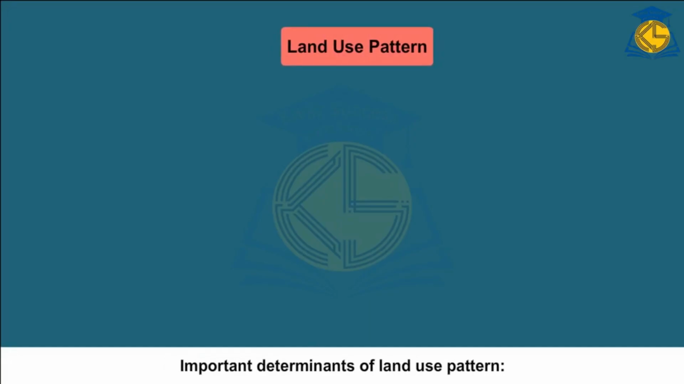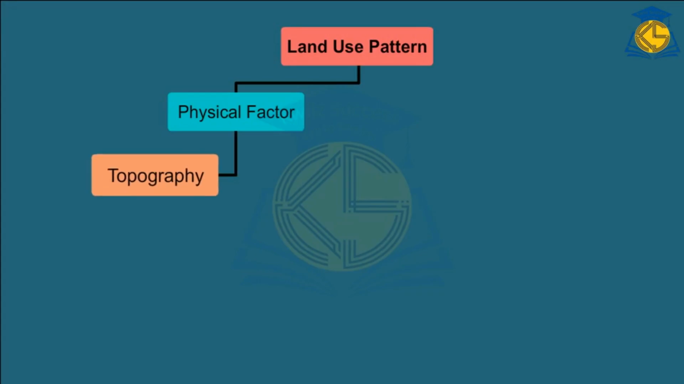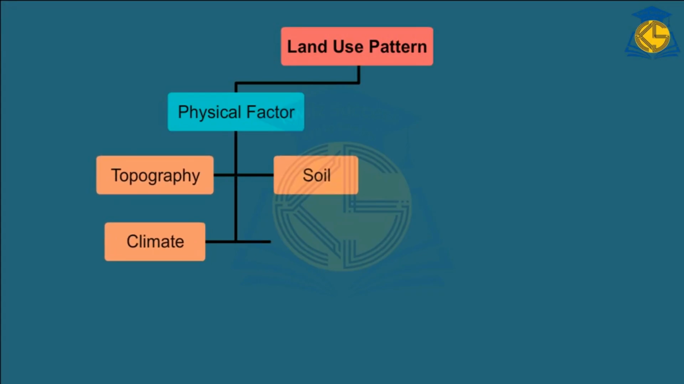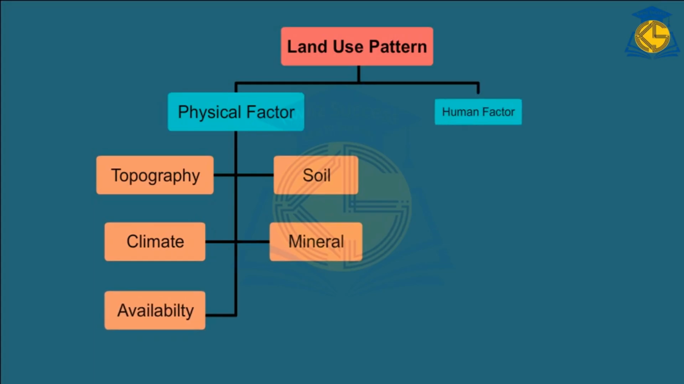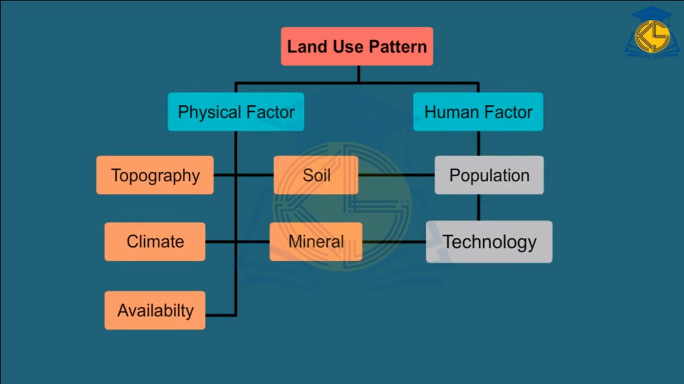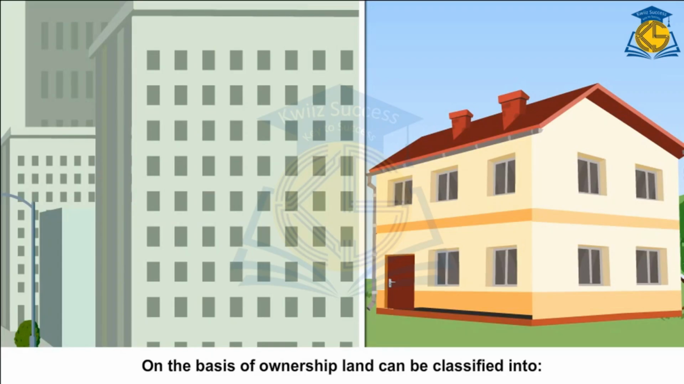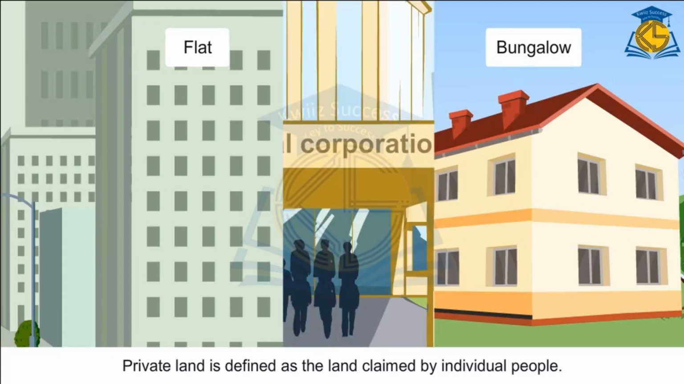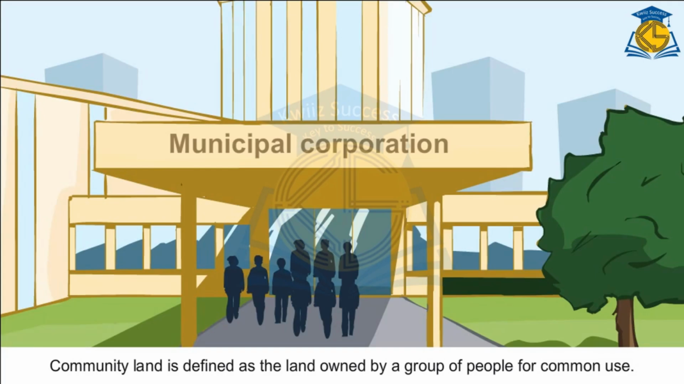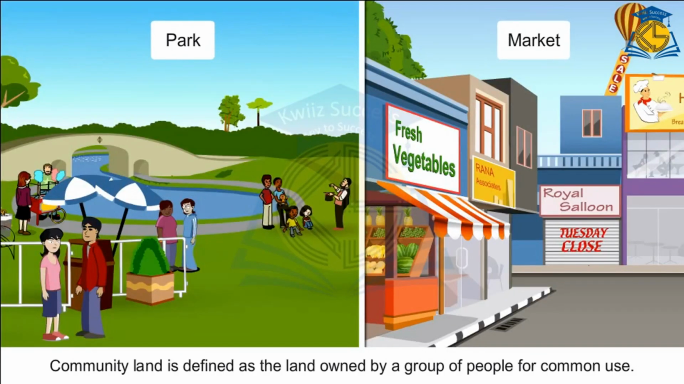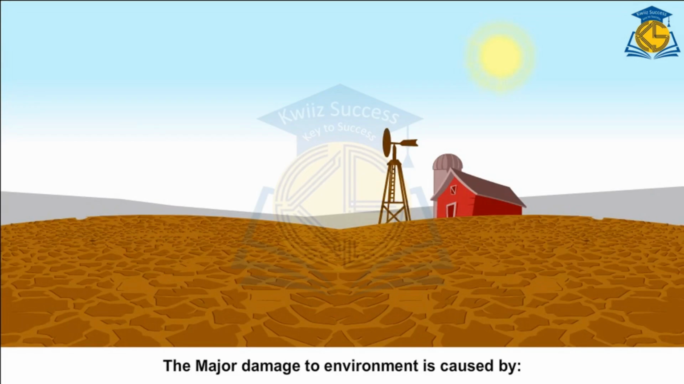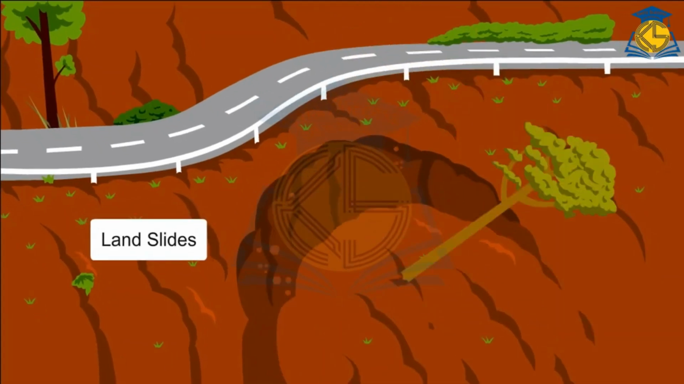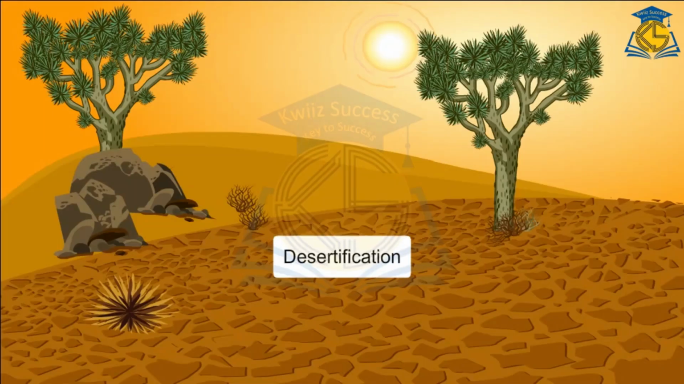Important determinants of land use pattern: physical factors, topography, soil, climate, minerals, availability of water. Human factors: population, technology. On the basis of ownership, land can be classified into: private land, which is defined as the land claimed by individual people. Example, flat, bungalow. Community land is defined as the land owned by a group of people for common use. Example, parks, markets. The major damage to environment is caused by land degradation, landslides, soil erosion, desertification.